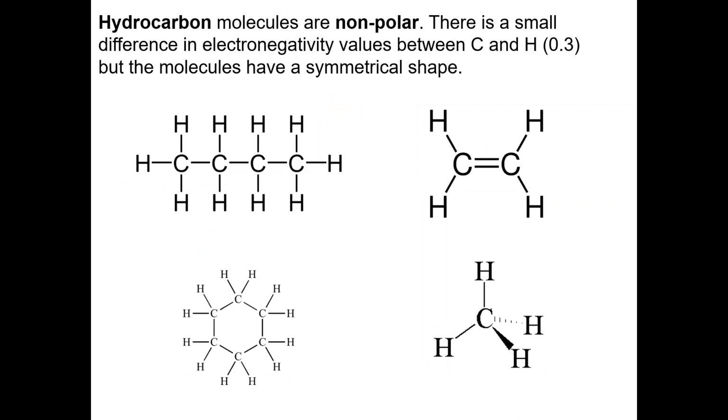Hydrocarbon molecules are non-polar too. Although within the molecule there is a slight difference in electronegativity values between carbon and hydrogen, it's quite low, so it's not particularly polar. The molecules overall have a symmetrical shape. So if we look at butane, for instance, we can draw a line of symmetry. The same goes for ethene, cyclohexane, and methane.